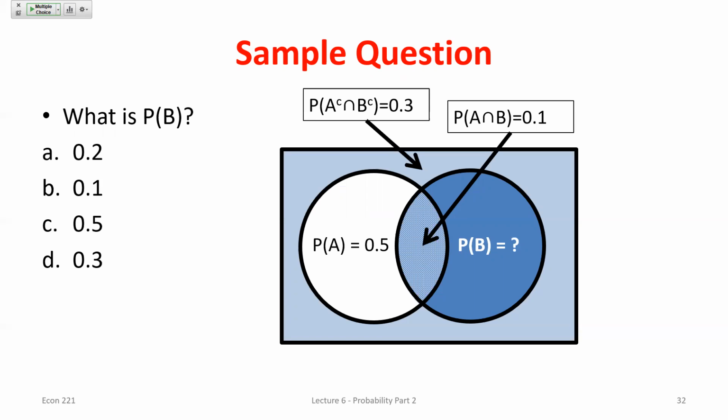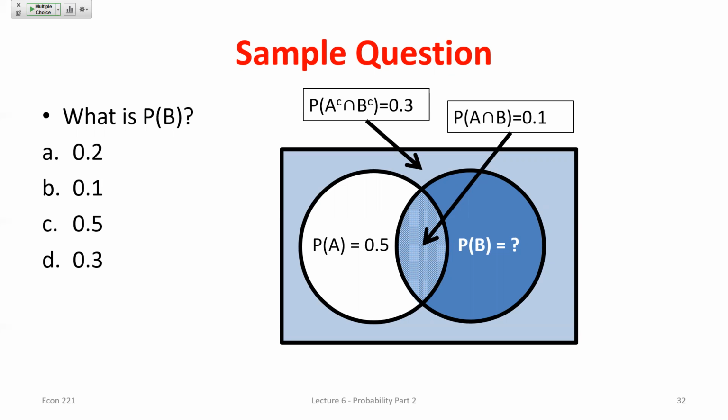Once I have those plugged in, hopefully it shouldn't be that tough of algebra, right? So I've got 1 is equal to 0.5 plus 0.3 minus 0.1, which is 0.7. Subtract 0.7 from each side. And I'm left with that thing I didn't originally know, the probability of B has to be 0.3.